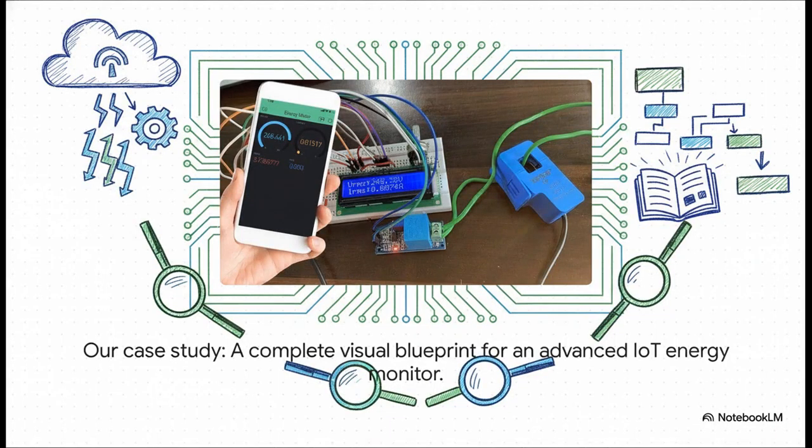For this, we're going to be looking at an awesome case study, an IoT campus energy monitor. It's a final year engineering project that tracks three-phase power in real time. But what's really amazing is its documentation. It's this complete visual guide where every single diagram was generated from a simple text prompt. It's a method that makes documenting even the most complicated systems way more accessible for everyone.